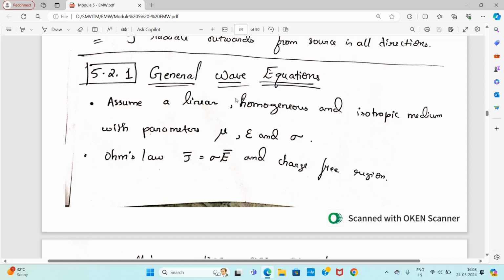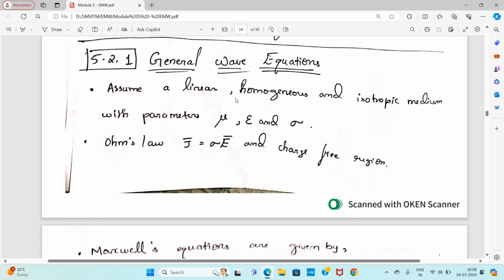In this, we are going to get the equations in terms of four parameters. First one is electric field intensity E. Second is electric flux density D. Third is magnetic field intensity H. And fourth, magnetic flux density B. So you will be finding equations in four parameters: E, D, H, and B. We'll start with the derivation now.